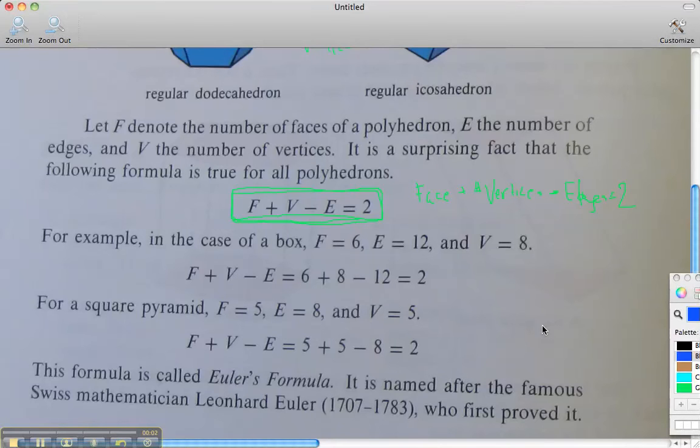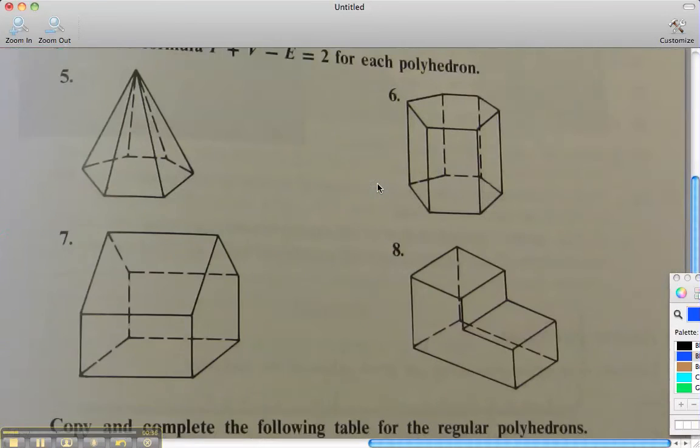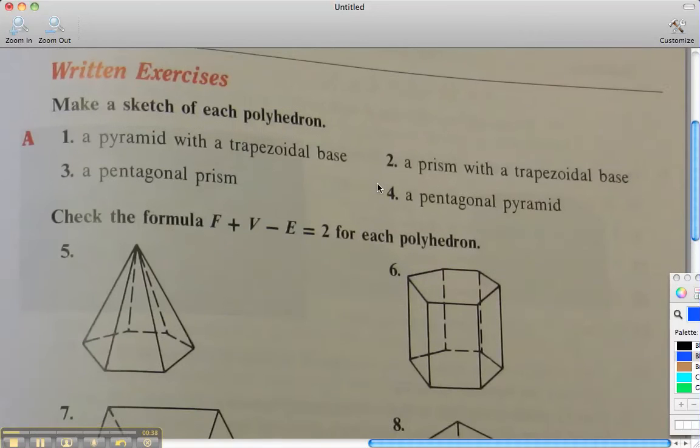So in the last segment, we learned about this formula here. It's actually got a special name, because it was invented by a really cool guy named Euler. His name is Euler right here. Euler's formula. That's what this formula is called. All you need to remember is the number of faces plus the number of vertices minus the number of edges equals 2.